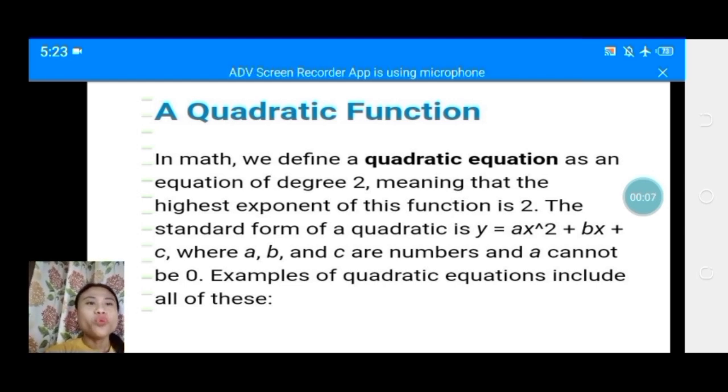In math, we define a quadratic equation as an equation of degree 2, meaning that the highest exponent of this function is 2. The standard form of a quadratic is y equals ax squared plus bx plus c, where a, b, and c are numbers and a cannot be 0. Examples of quadratic equations include all of these.